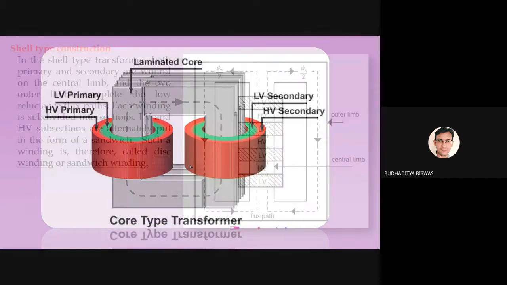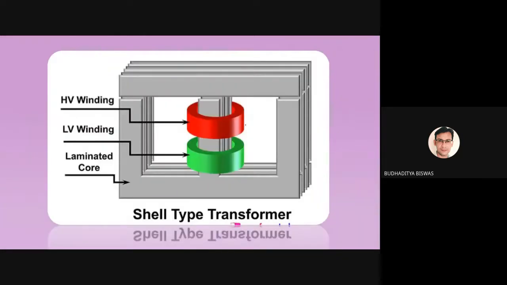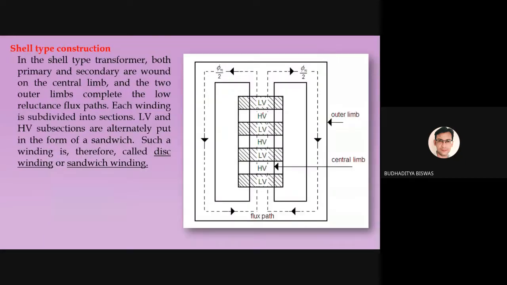Come to this one, another type of construction is also there, which is called the shell type transformer. All this is written here. Now just explain this one. This is actually the shell type transformer. This is also called a sandwich type transformer, because not only one high voltage and one low voltage winding are placed, rather many high voltage and low voltage windings are placed like a sandwich.